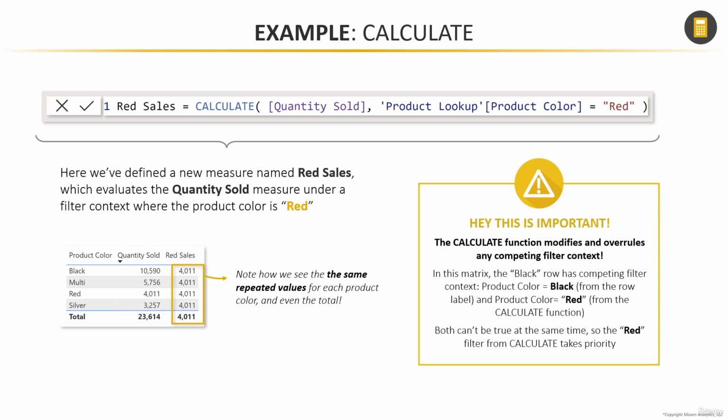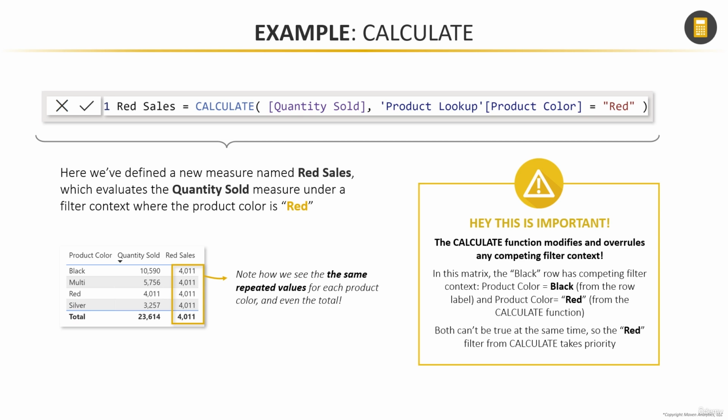So I like to think of calculate as being a bully function or a bully filter. And it says, hey, I don't care where I'm sitting within this matrix or this visual. I don't care what the initial filter context is. I should be calculating product color equals red, regardless of what the row context is here. And that's why you see that same total repeat row after row after row.